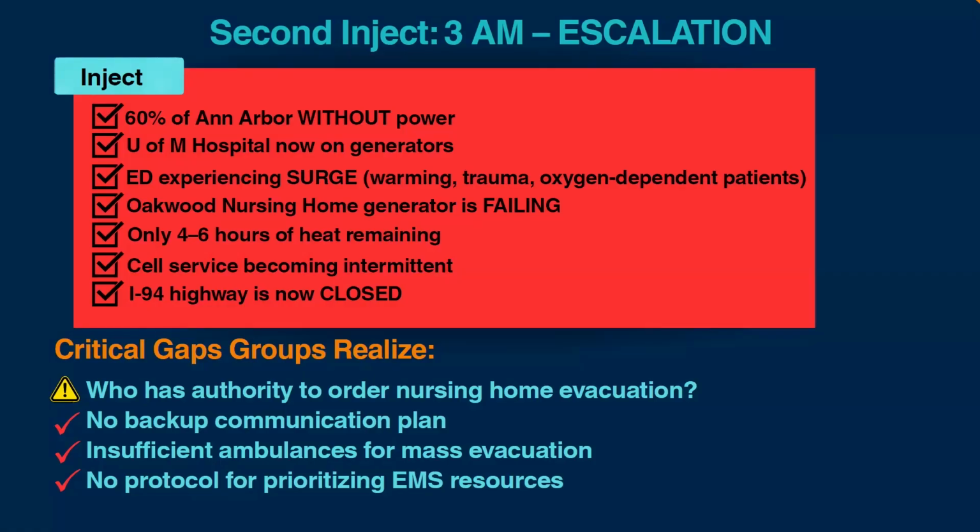The second nursing home reports their backup generator is failing. They have 4 to 6 hours of heat left. Cell service is now poor, and the highway is closed. Please pause this video and discuss with your group what are your further actions.